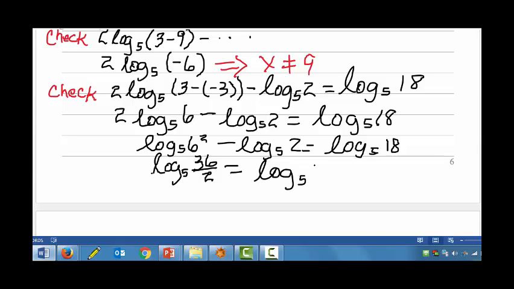So we see that these two are equal to each other. So this does check out. And that basically tells me that x equals -3 is my solution. That's what I was checking. So that does solve this equation.